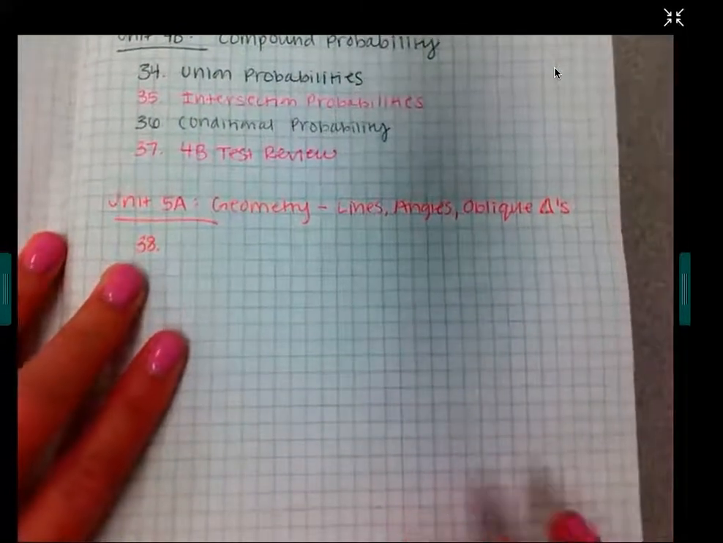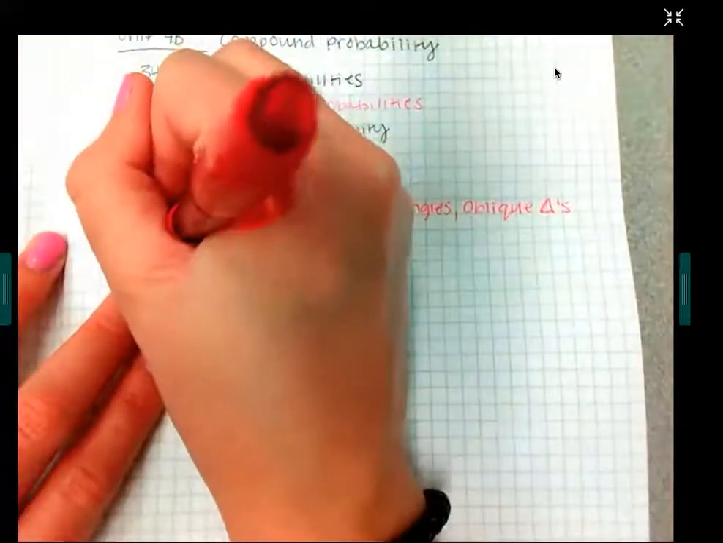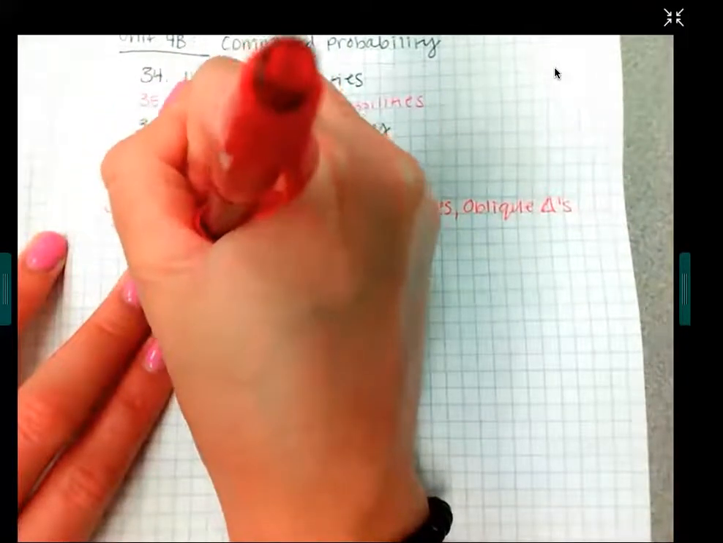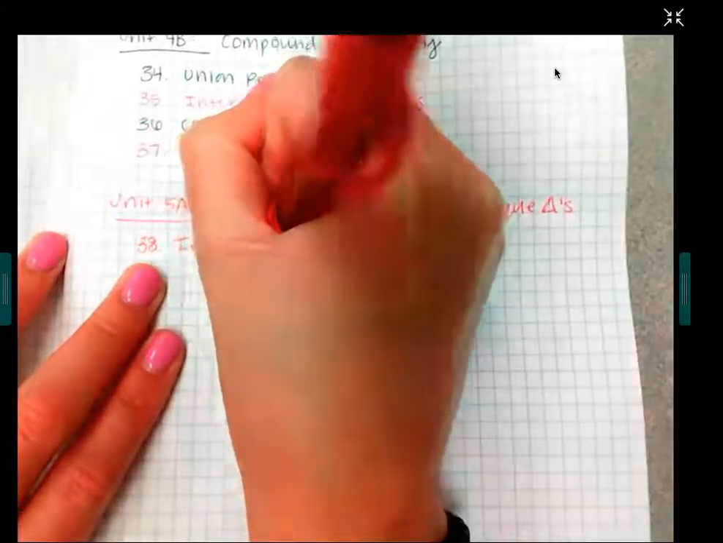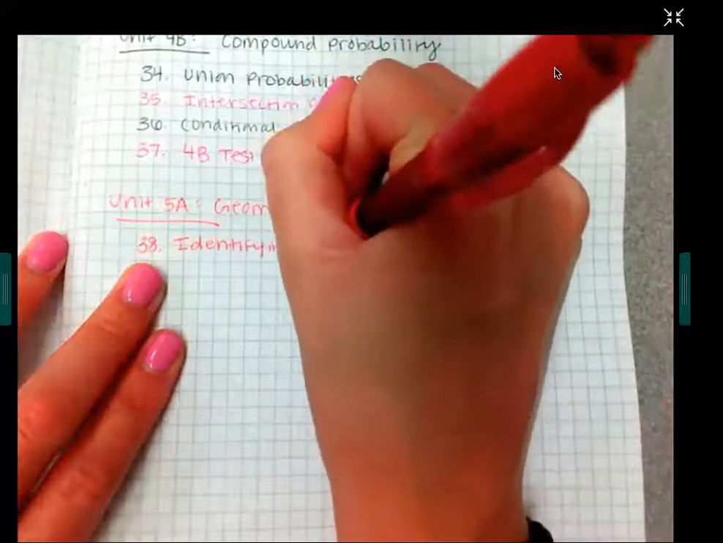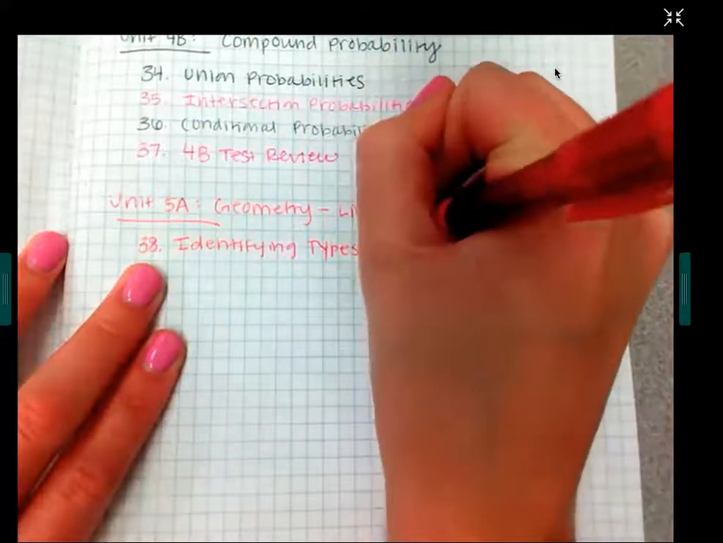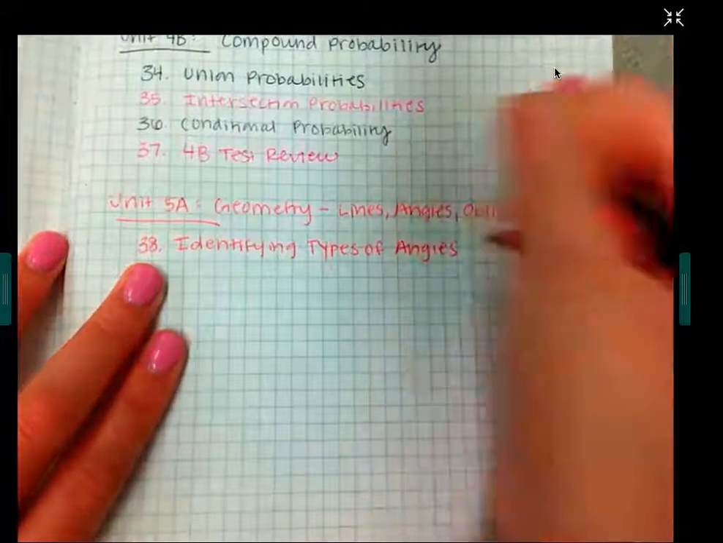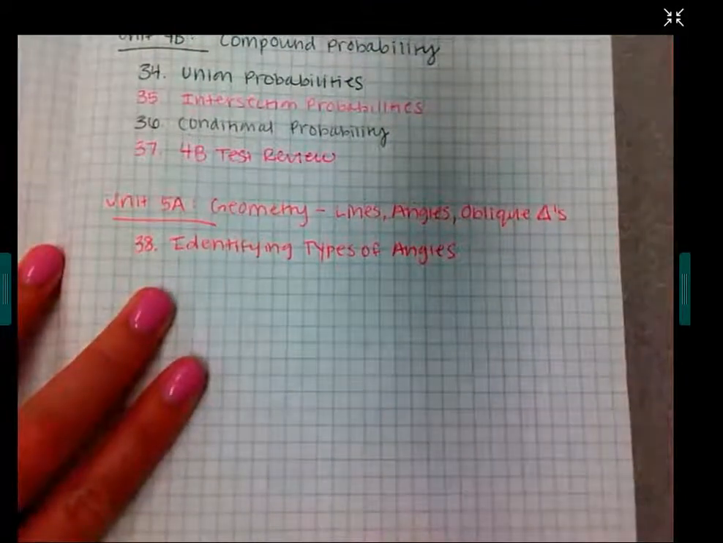So lines, angles, oblique triangles. So what we're talking about today is identifying types of angles. And I'm going to pause while y'all are getting that.